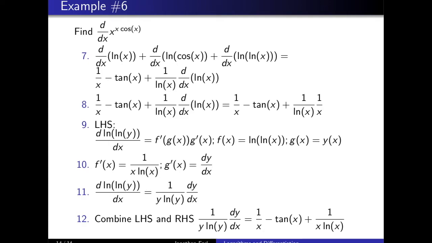Okay, so now let's come back to the left-hand side. So we need to find the derivative of ln of y. And we could do this in a few different ways.